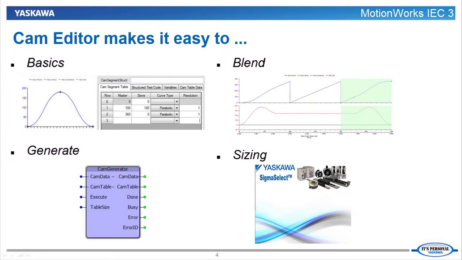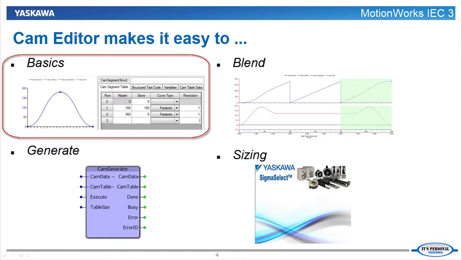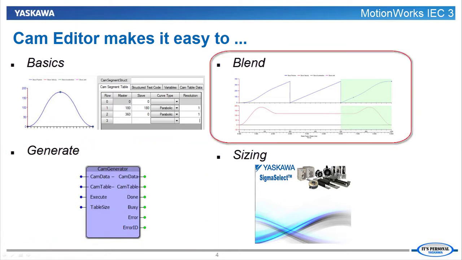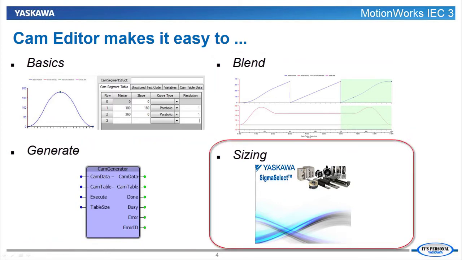CAM editor is a feature of MotionWorks IEC 3 which simplifies the implementation of electronic camming in the controller. CAM editor makes it easy to create CSV CAM tables, create internally generated CAM profiles, create CAM blend profiles, and export motion profiles to Sigma Select.